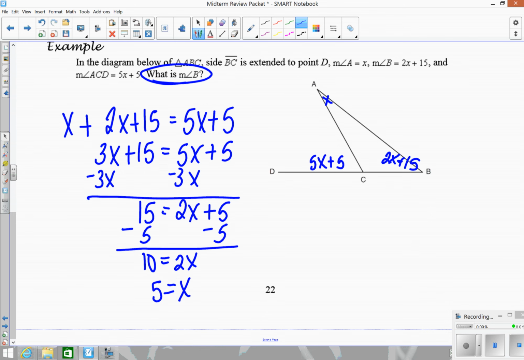Again, make sure you go back and answer the question. The question asks for the measure of angle B. So that means I have to take the expression that represents B and plug in 5.